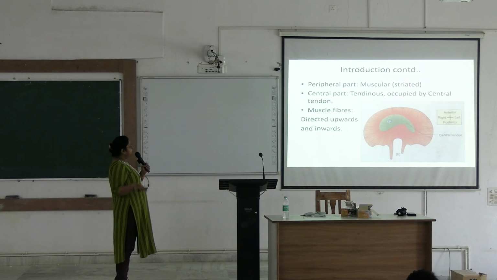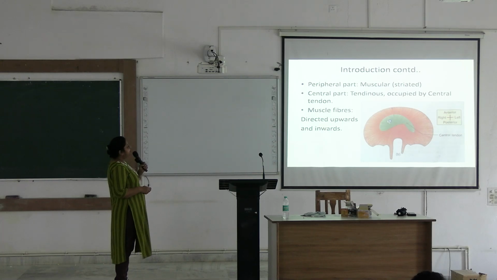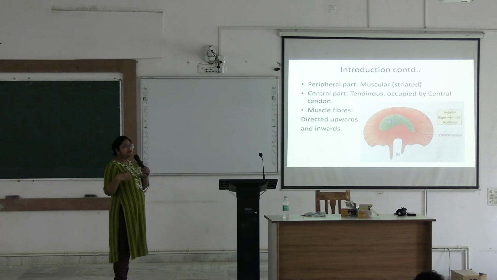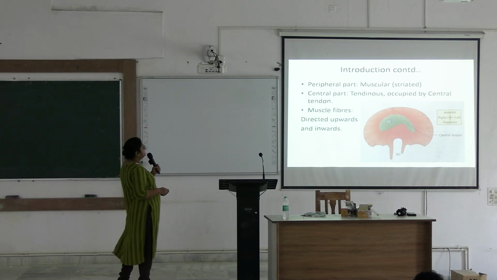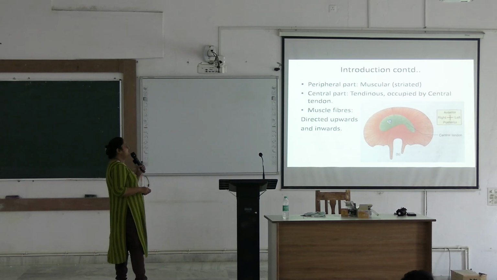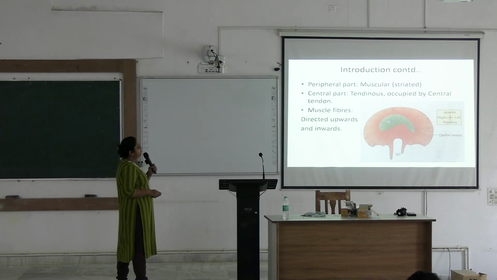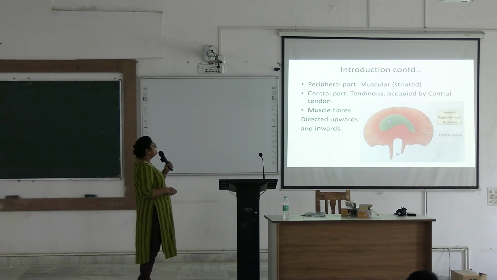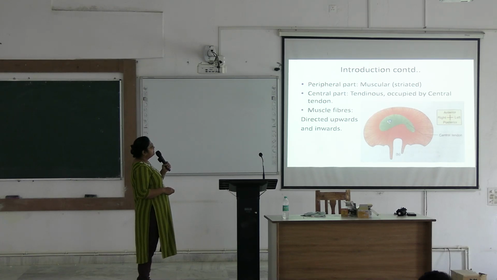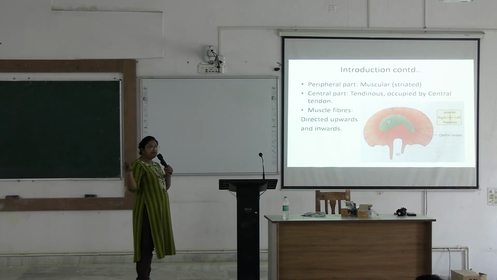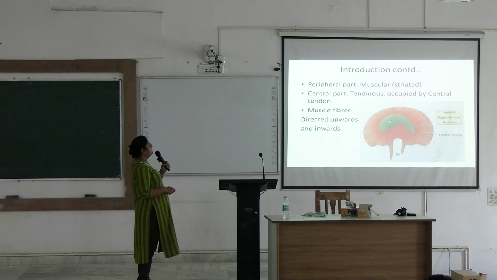Next, we are dividing it into different parts. Peripheral part is muscular or striated and central part is tendinous. These are the two main parts of the diaphragm, peripheral part and central part. Central part, which is forming the central tendon, is tendinous and occupied by the central tendon. And there are muscle fibers of the diaphragm. The direction of muscle fibers, you can see, is going towards the central tendon from the periphery. It is directed upward and inward towards the central tendon.